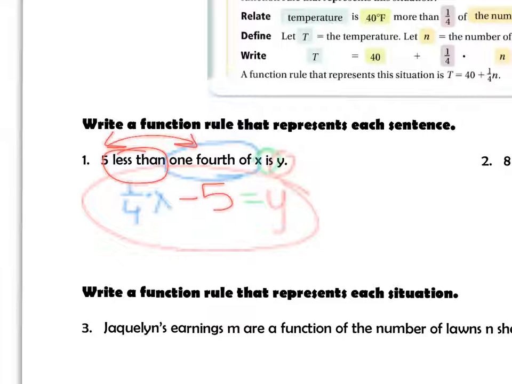Okay, so I have 5 less than, and then I need to say 1/4 of x. Well, the word of means to multiply, so we're going to say 1/4 times x. Okay, and then we see the word is means equals, and then finally y is going to sum this up. So that would look like 1/4 times x minus 5 equals y.